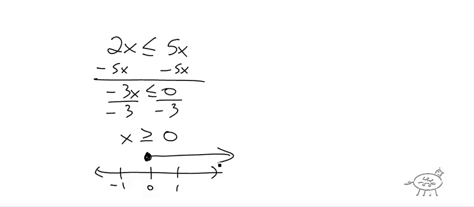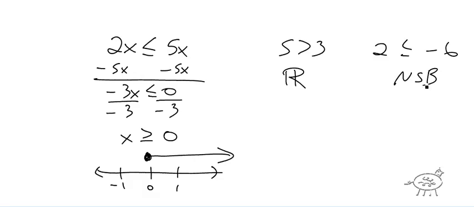So don't get confused by no solution, all real numbers. The variable has to cancel. The variable cancels, and you just have numbers left, like 5 is greater than 3, or 2 is less than or equal to -6. That's when you're going to have no solution or all real numbers. Is 5 greater than 3? Yes. All real numbers. Is 2 less than or equal to -6? No. So it's no solution. That's pretty much what you have to remember.